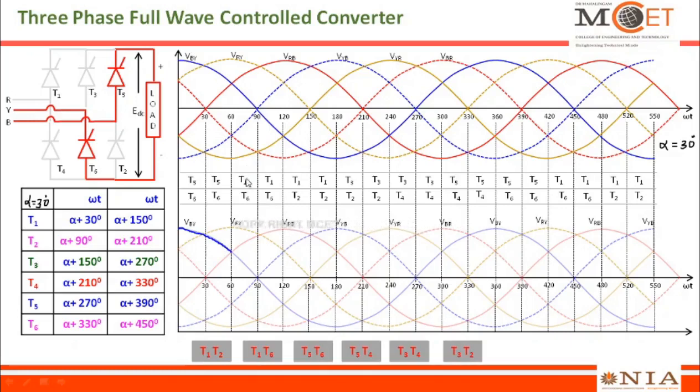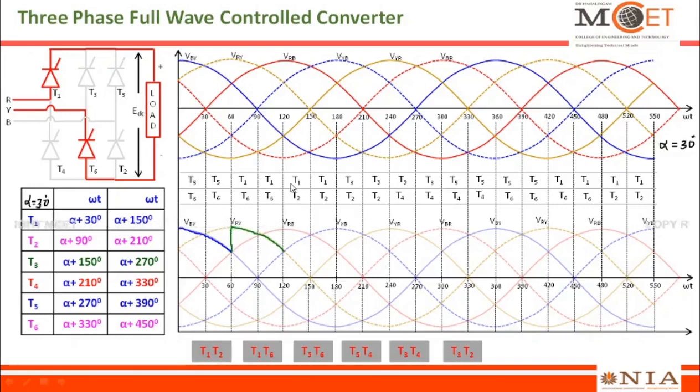For the next 30 degrees, T1 and T6, and from 90 to 120 also T1 and T6. So when T1 and T6 are in on condition, you can see that VR is at the top of the load and VY is at the negative of the load. So VRY will be the voltage which appears across the load, and this yellow dotted line is VRY, which will be continuing. This VRY will be appearing across the load for the next 60 degrees.